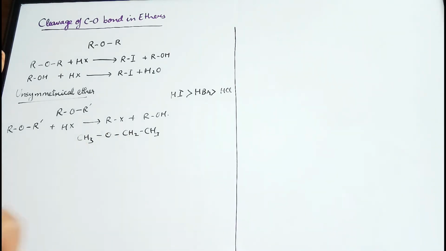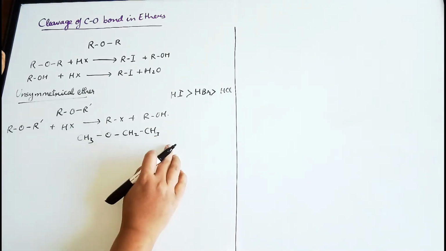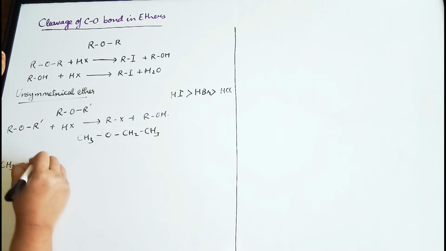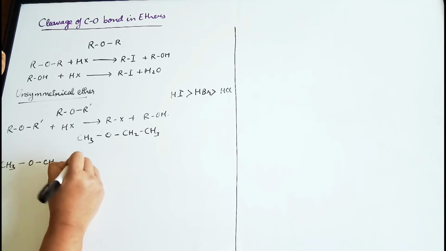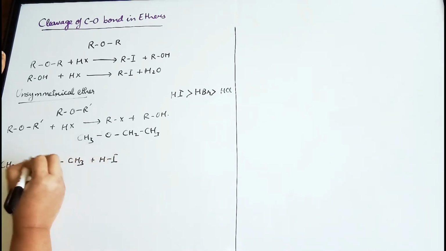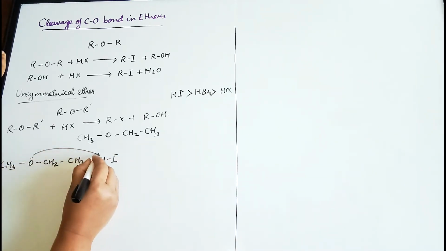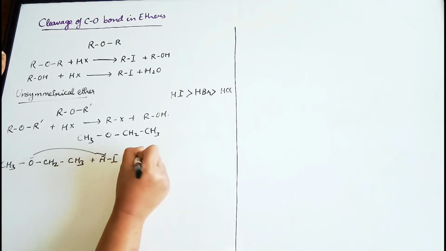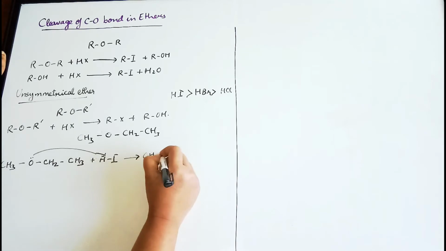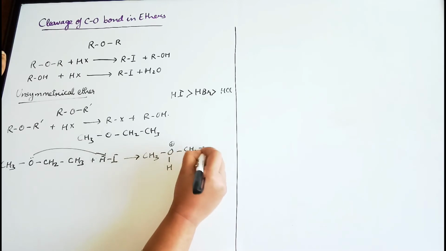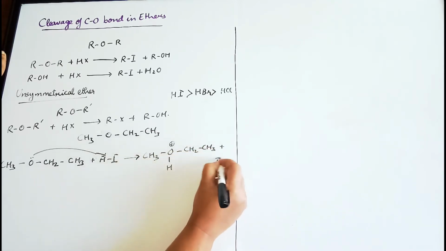Now similar to the first case, the first step over here is going to be protonation of the ether. CH3OCH2CH3, and we are assuming this reaction is taking place with HI. The lone pair of electrons on the oxygen atom is going to attack and basically pull the hydrogen away from the iodine. This leads to the formation of a protonated ether. So there's going to be an OH plus and CH2CH3 plus I minus.